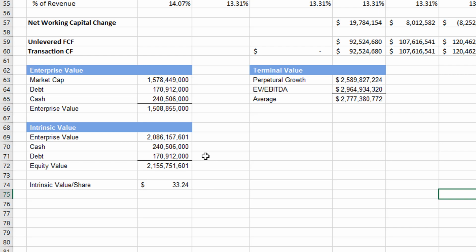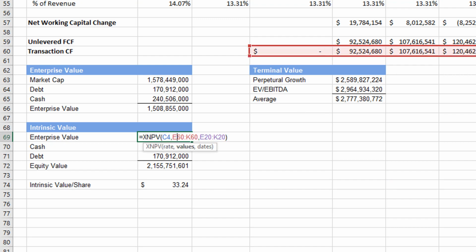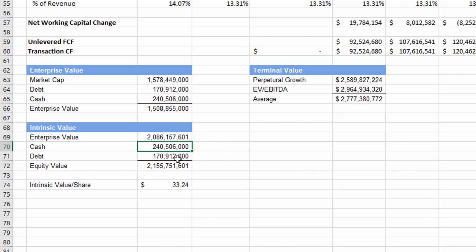So now we have all the parts to the model. We have the current state of the cash and debt. You have the next 5 years projected as well as the terminal value. So this is discounting the cash flows for the 5 years plus the terminal value. This is taking the cash on the balance sheet as of the transaction date as well as the debt. And you have an intrinsic value of $2.1 billion for the company as of now.